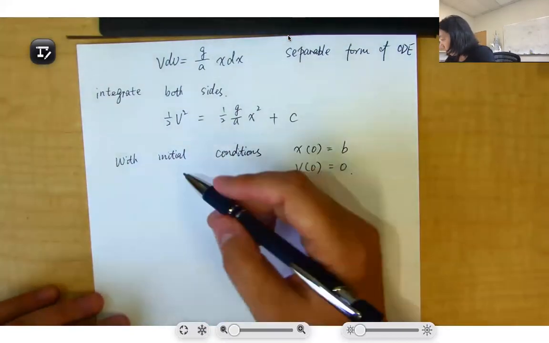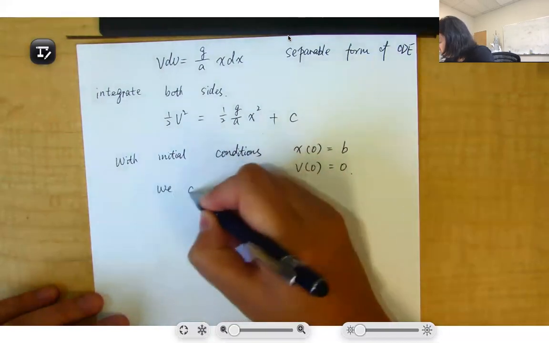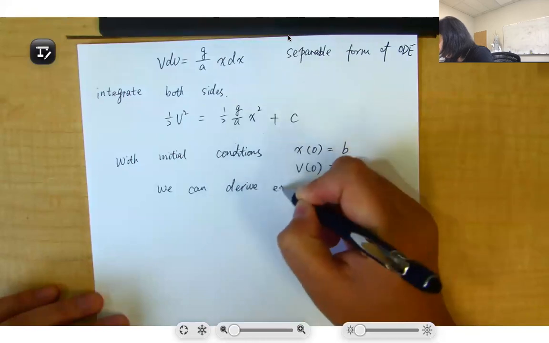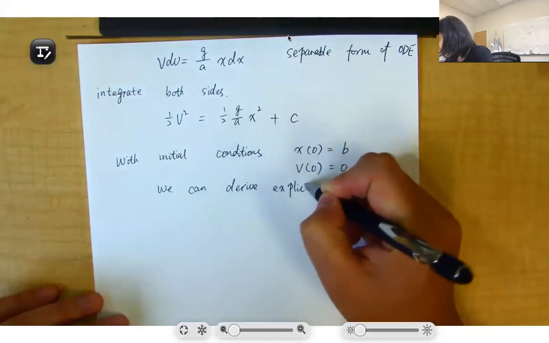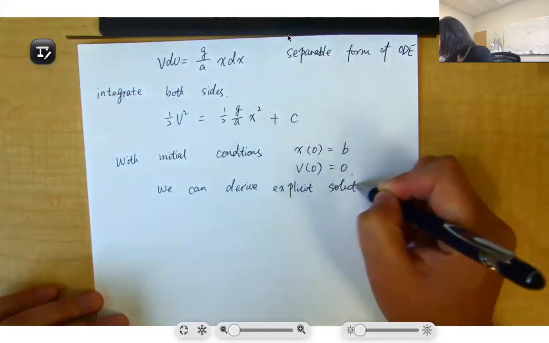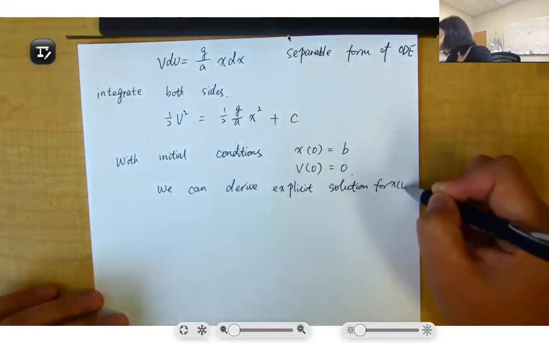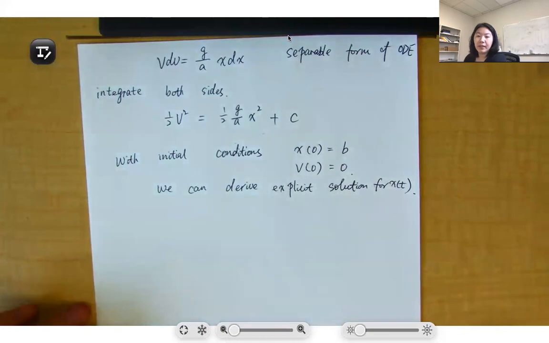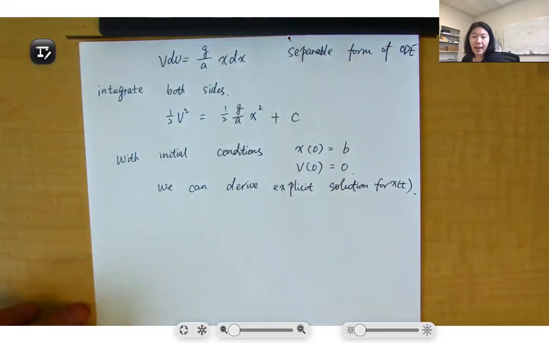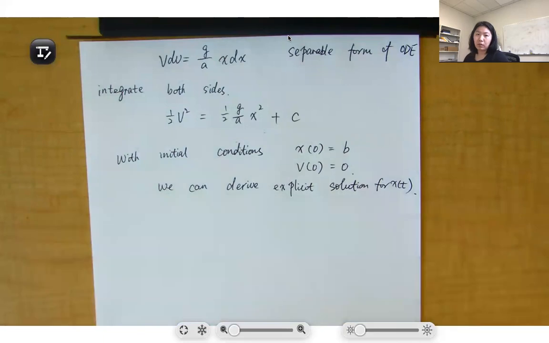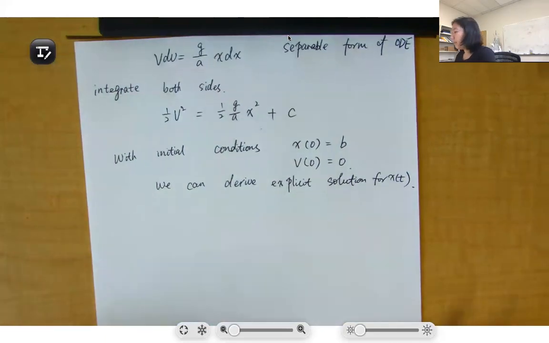And we can derive the explicit solution for x(t). Basically, the question in the end is how long this chain will take to slide off the table. That means x(t) eventually will be equal to the total length of the chain, which is a, right?